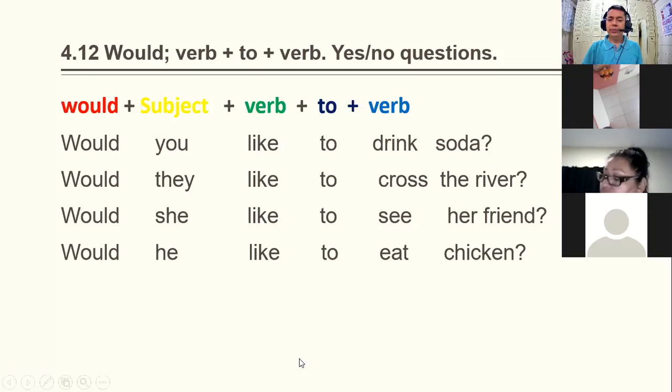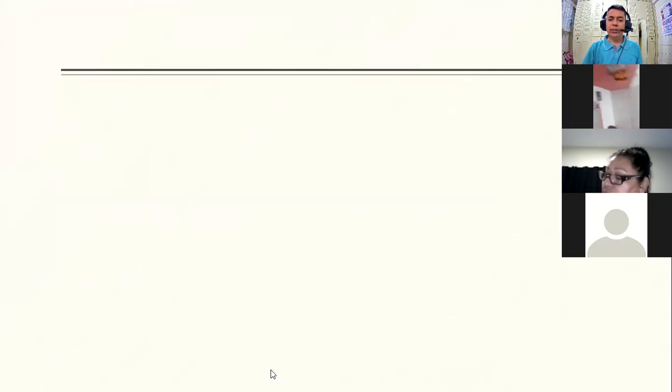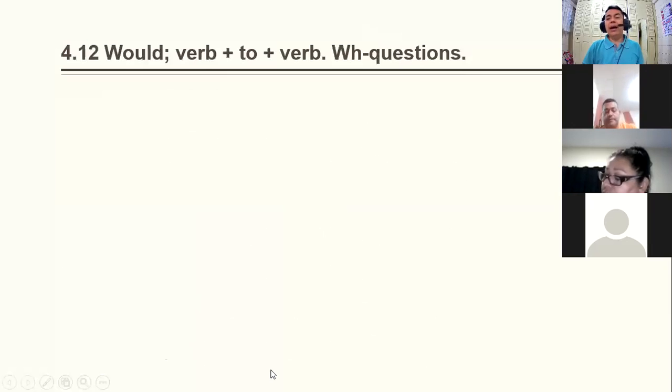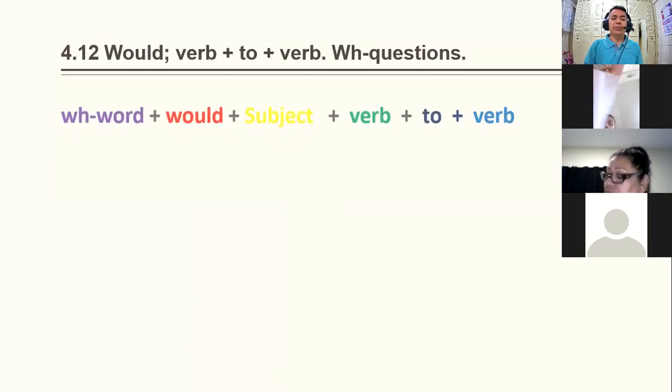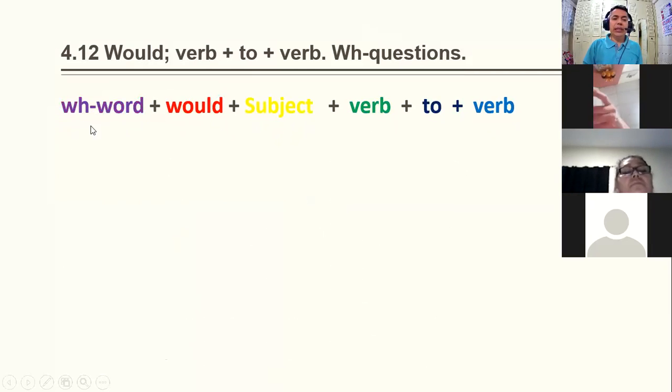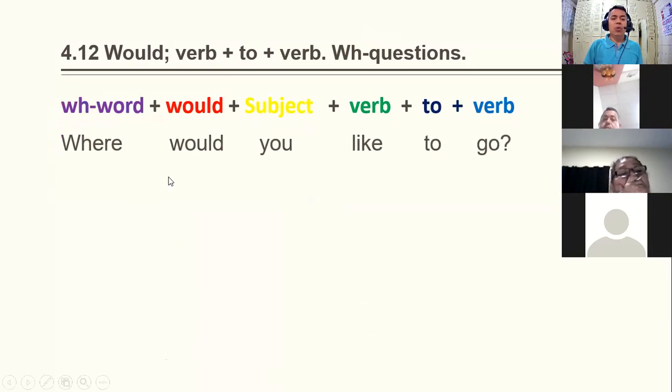No questions? Okie dokie. So let's continue with the next one, right? WH questions. Look, with would. Now we use the WH word and then we use the modal, right? Look, where would you like to go? ¿A dónde te gustaría ir, right?